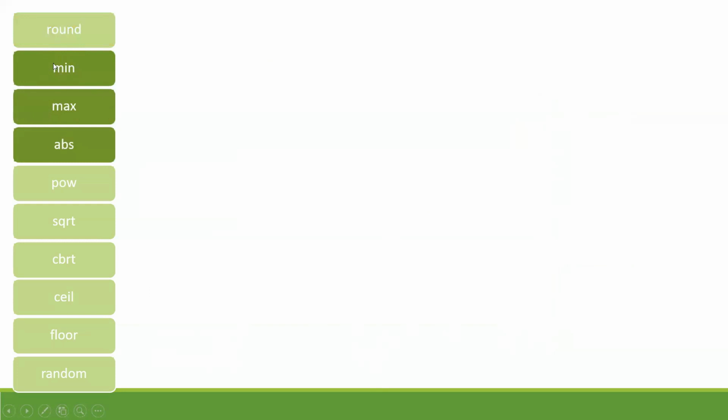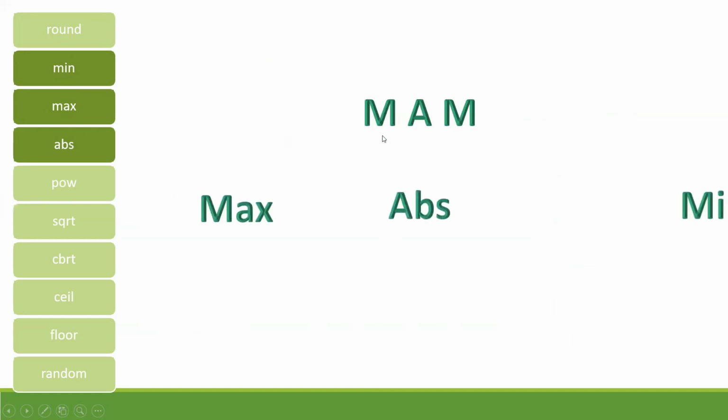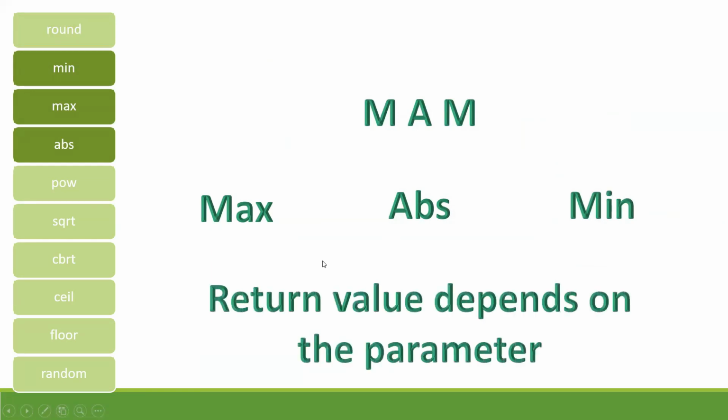Moving on, the next three methods, min, max, and absolute, I acronym them as MAM, which is max, absolute, and min. Now here, for these three methods of the Math class, the return data type depends on the parameter. As I told you, for Math.round, the return data type is always int. For these three functions, max, absolute, min, the return data type will depend on the parameter. Now we'll see how that depends on the parameter.